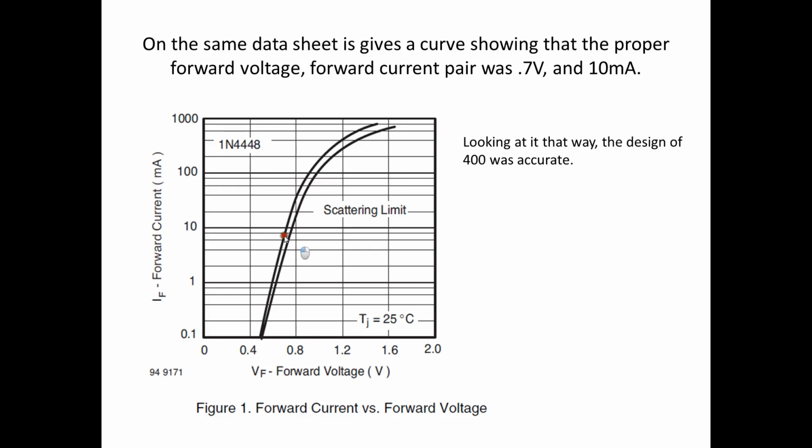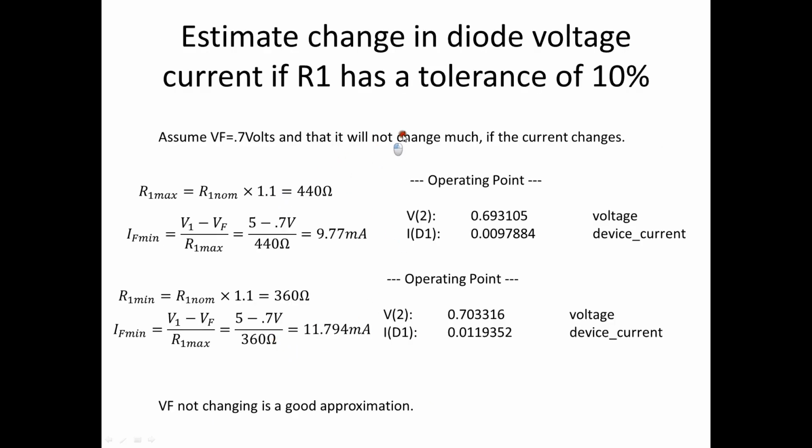And how can I say that? Well, look, this is an exponential relationship. The voltage changing a little bit causes a huge change in the current. But on the other hand, a huge change in the current causes a tiny change in the voltage. So this is going to be a good assumption.